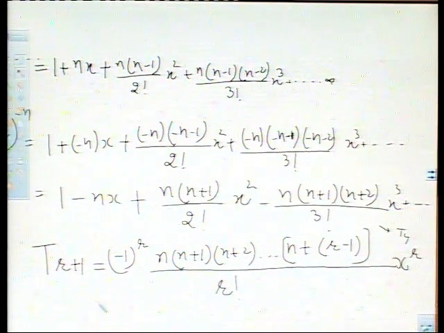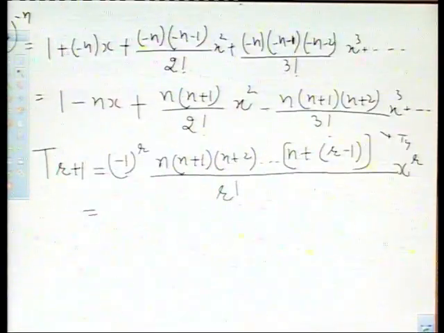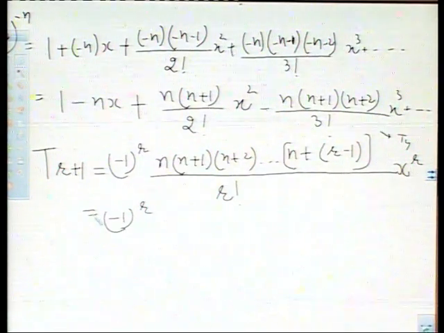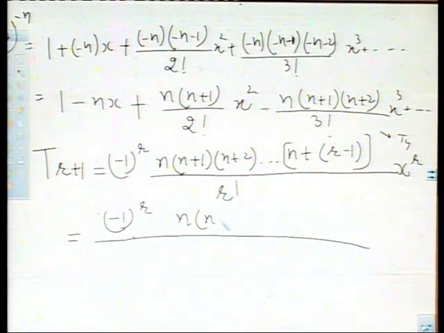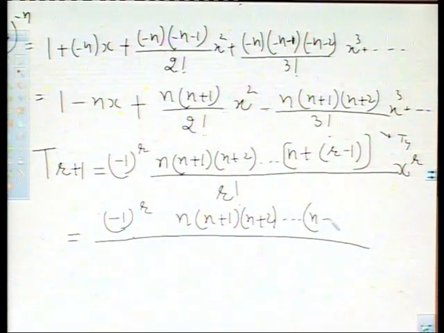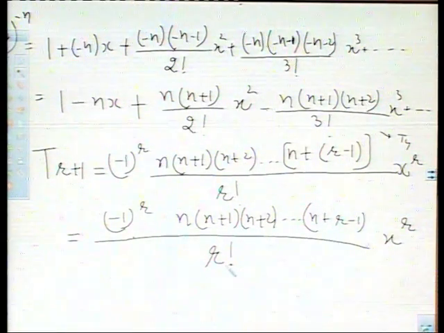We can also write (minus 1) raised to power r, and n, n plus 1, n plus 2, and here is n plus r minus 1, and in the denominator is r factorial. So this is the expansion of 1 plus x raised to power minus n.